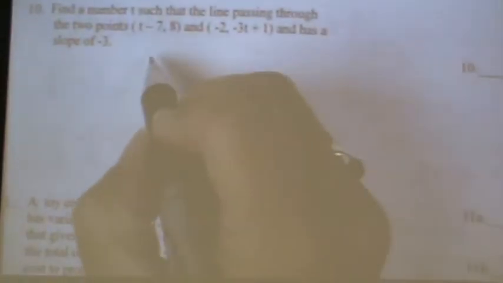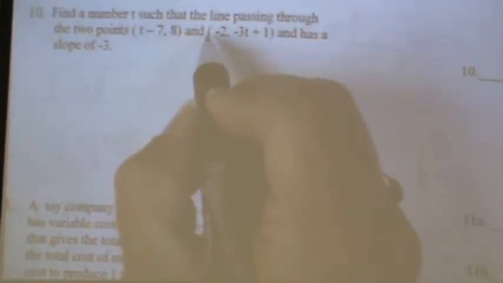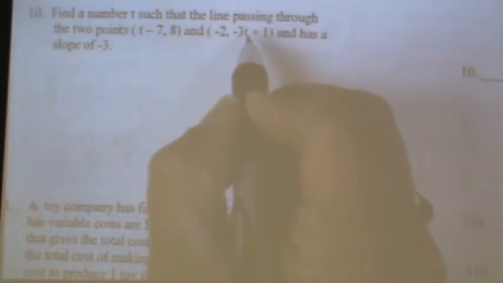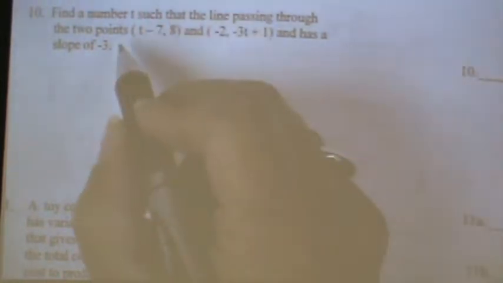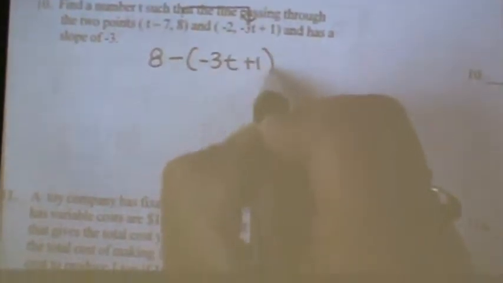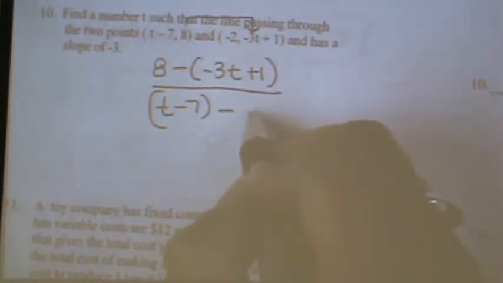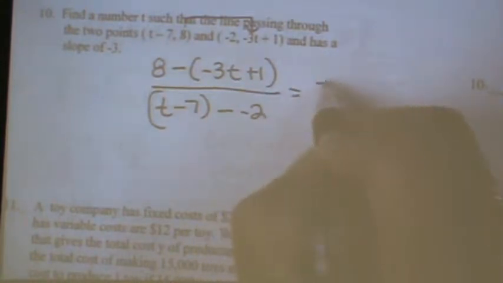Number 10. Find what t would have to be. They give you t minus 7 as an x value and 8 as a y value. And then negative 2 is an x value and negative 3t plus 1 is a y value. And I want the slope to be negative 3. So you need to know what the slope formula means. It is the difference of the y's, so 8 minus negative 3t plus 1 over t minus 7 minus a negative 2. I want the slope to be negative 3.